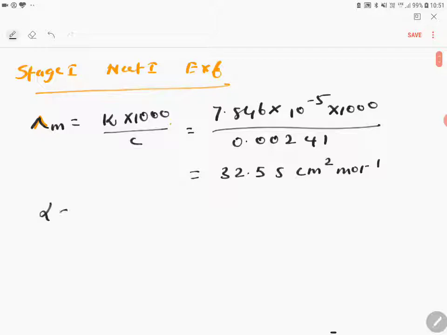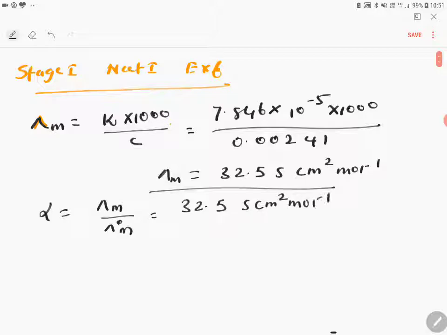Next we have to calculate the degree of dissociation. For that, what formula did we learn in the PU? Lambda m by lambda naught m. So what is lambda m? We found it in the previous step, 32.5 Siemens centimeter square mole inverse, divided by lambda naught m, which is 390.5 Siemens centimeter square mole inverse.